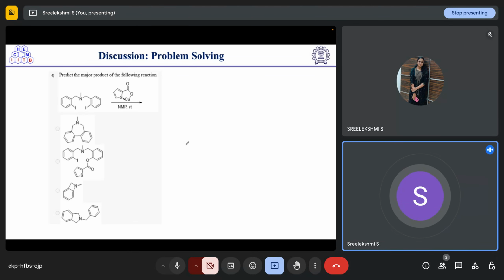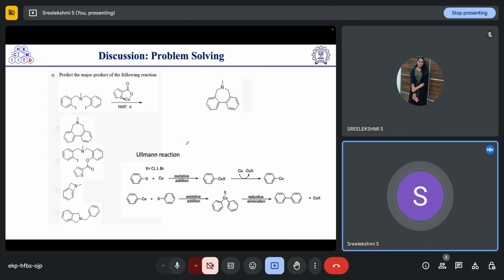So this is another example of coupling reaction, which is Ullmann coupling reaction. So basically what is happening here is this aromatic halides will first undergo oxidative addition with copper to form this compound. So here also oxidative addition can take place, and here also oxidative addition can take place.